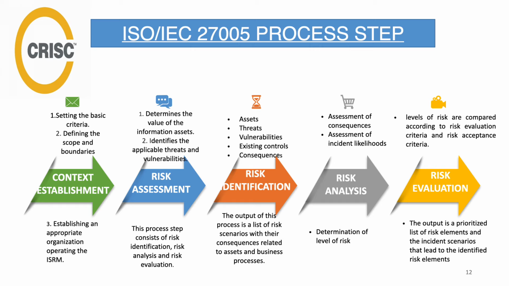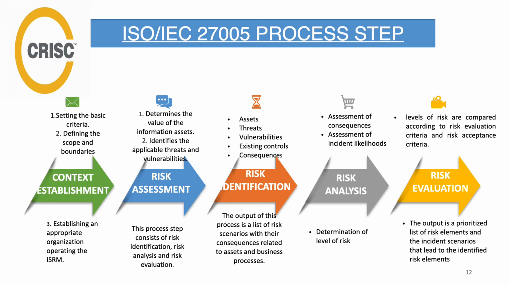So the primary objective of establishing the context of the risk management is to know the risk appetite, or the level of the risk that an organization is willing to accept. In this, ISO 27005 provides the guidelines for establishing this context, which determines the criteria for information security risk management.